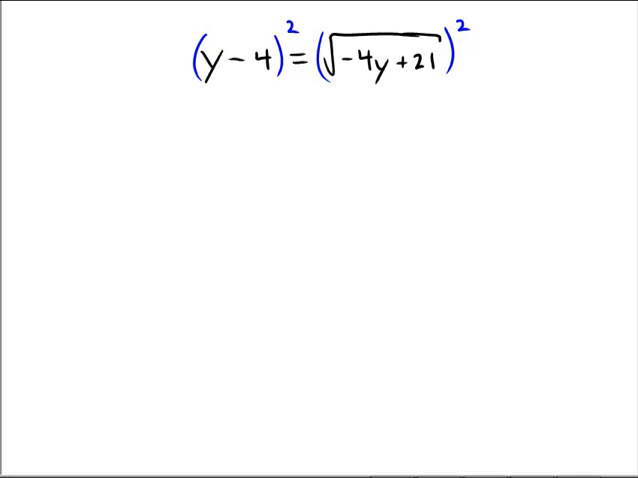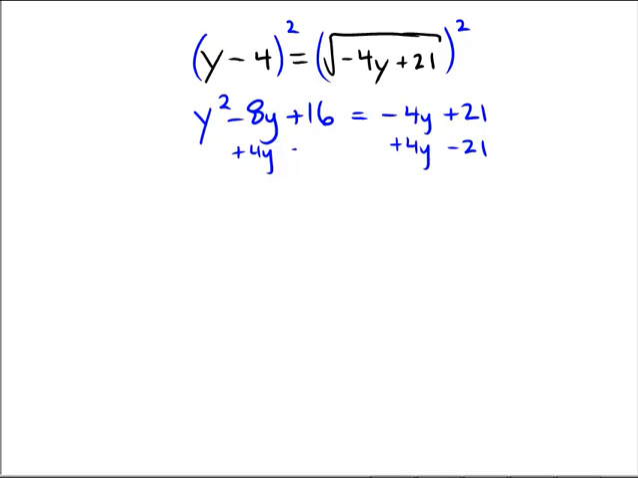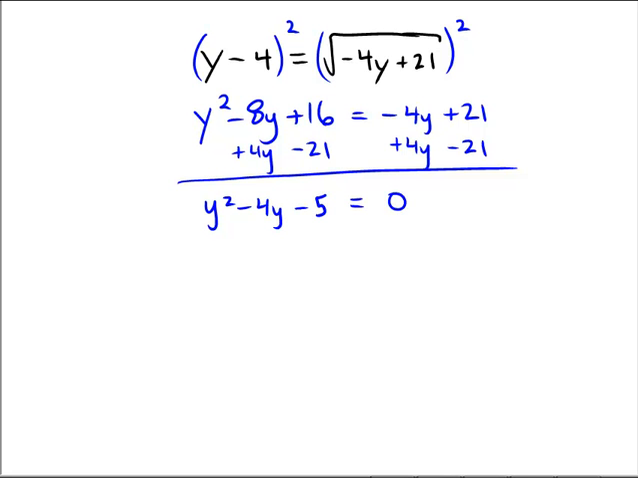So on the left-hand side, after multiplying this out, we would get y squared minus 8y plus 16. And on the right-hand side, the radicals just cancel out and you'd be left with negative 4y plus 21. So let's collect our like terms, plus 4y and subtract 21. So on the left, y squared minus 4y minus 5 is equal to 0.